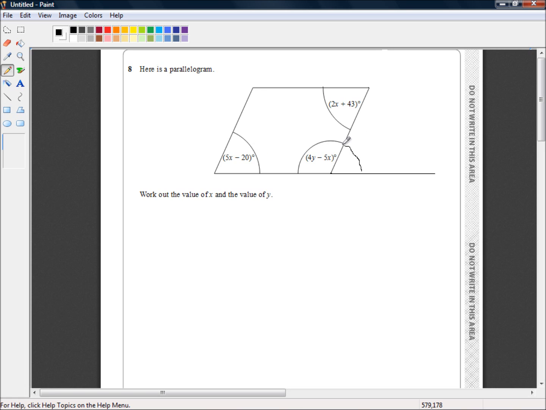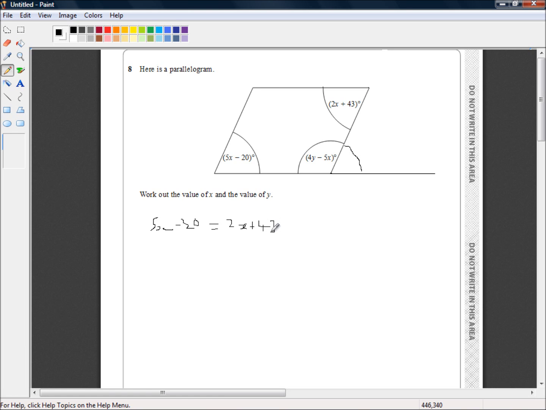So knowing that, we can work out the value of x and the value of y, because 5x minus 20 is the same as 2x plus 43. So we can write this down. 5x minus 20, excuse my bad handwriting, is equal to 2x plus 43.